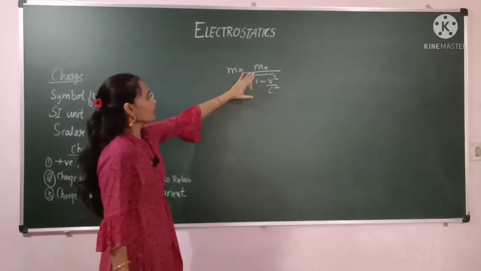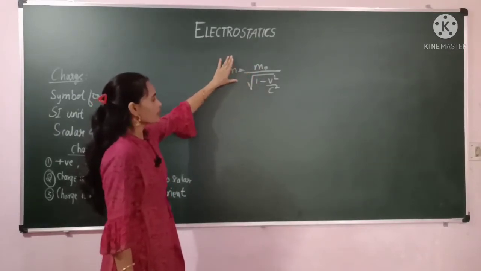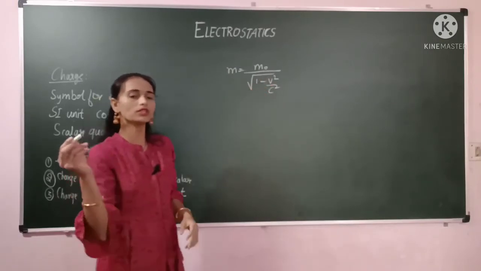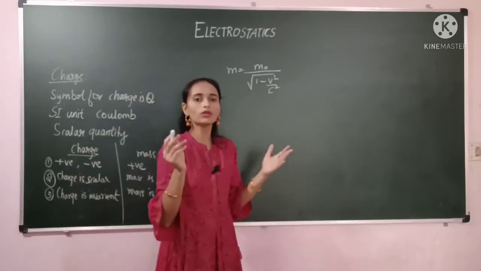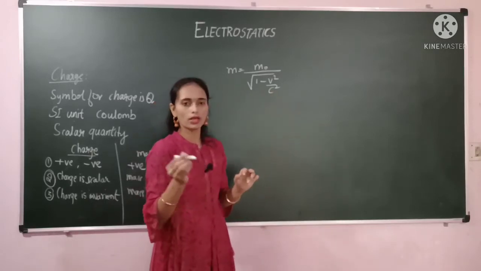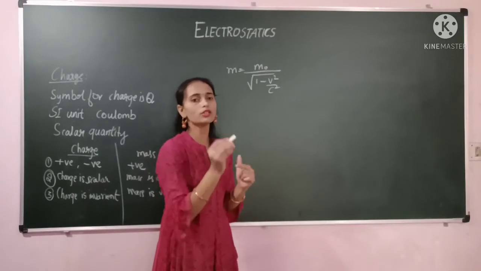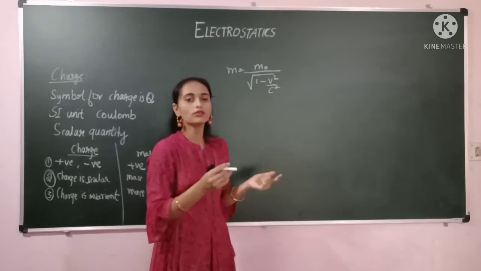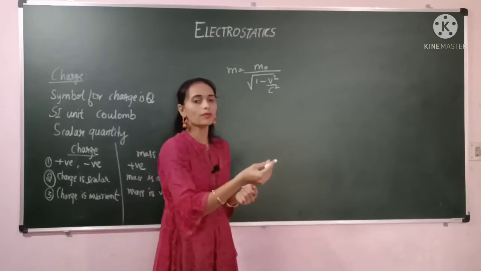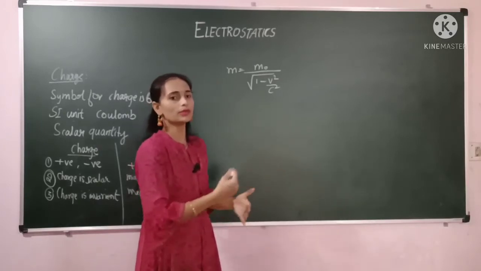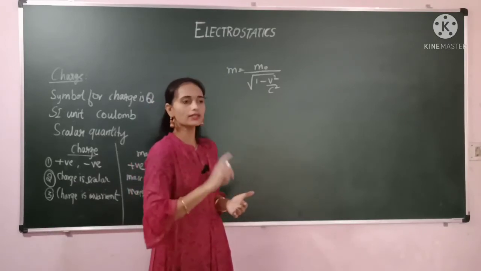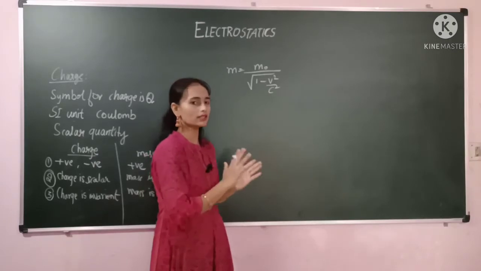According to this formula, mass is dependent on which property? Velocity. If an object is moving with high speed, relative to the velocity of light, light travels with how much speed? 3 into 10 to the power of 8 meters per second. If the particle is traveling with that much speed, then its mass will change. Its mass will increase when the object is in motion as compared to its mass at rest.